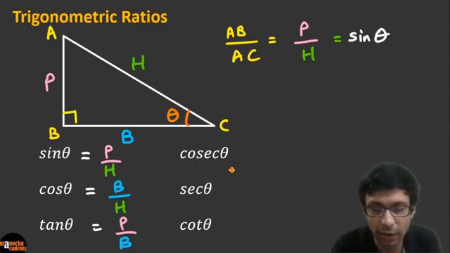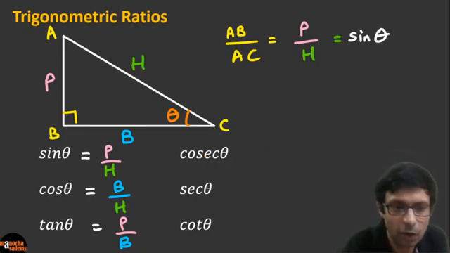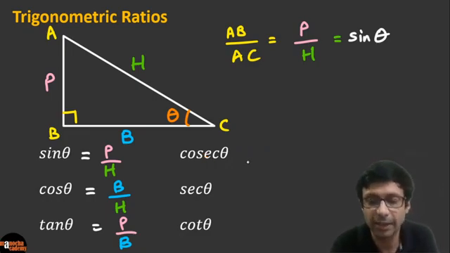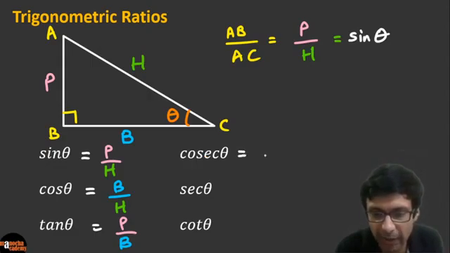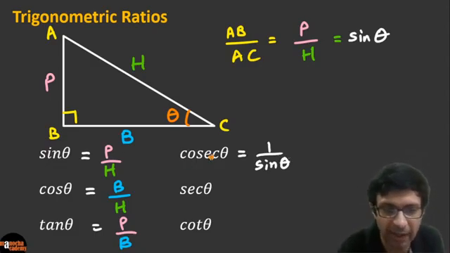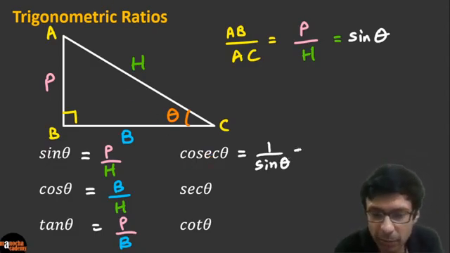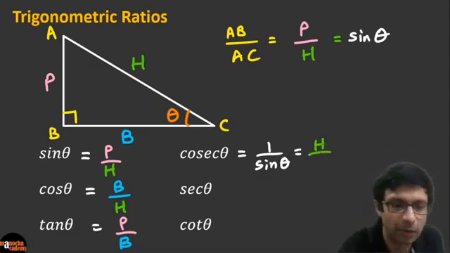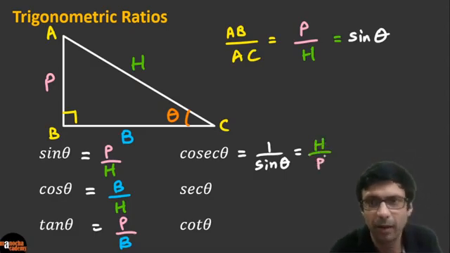So let's take a look here. Now what is cosec theta? So cosec theta is defined as the reciprocal of sine theta. So that's going to be 1 by sine theta. So the reciprocal of this guy. So what is the reciprocal going to be? That's pretty simple, right? It's going to be H by P. So hypotenuse by perpendicular. Okay, simple.